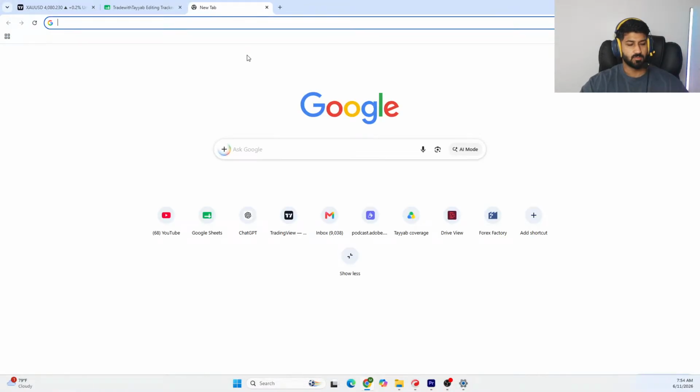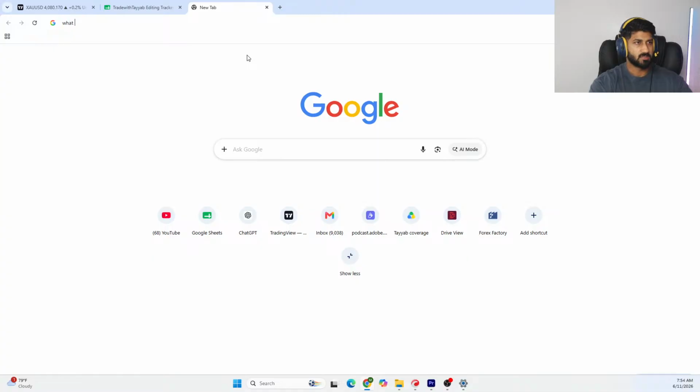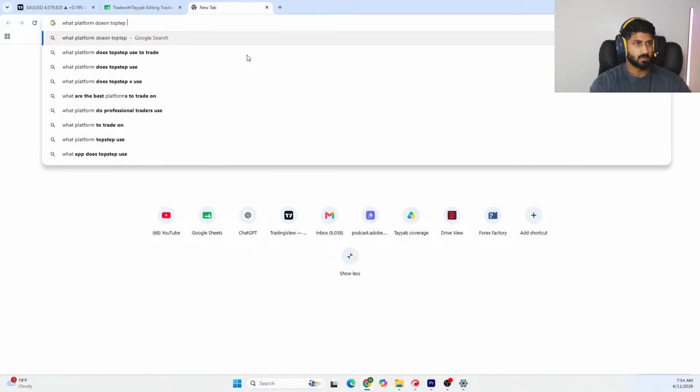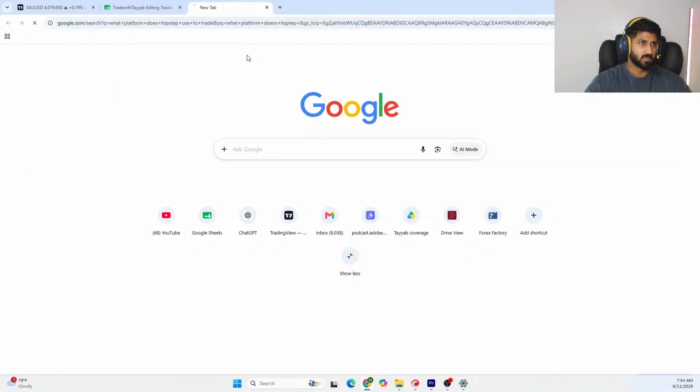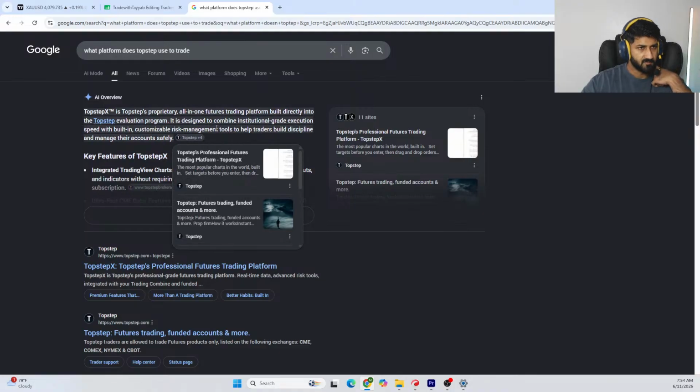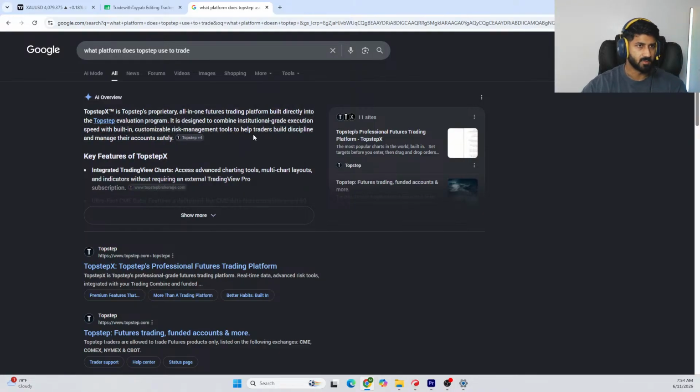Oh, I actually want to see what platform Top Step uses to trade. Yeah. So Top Step is a proprietary all-in-one futures trading platform built directly into the Top Step site, with built-in customizable risk management tools. Okay, so they have their own platform.